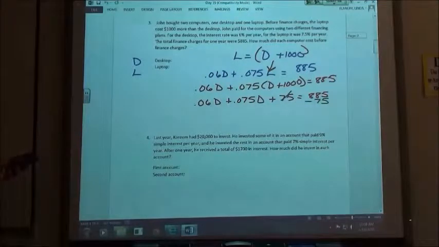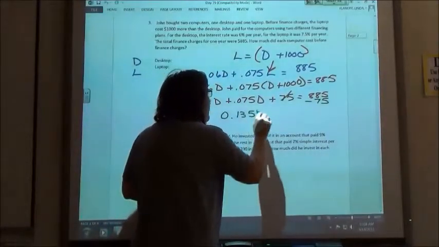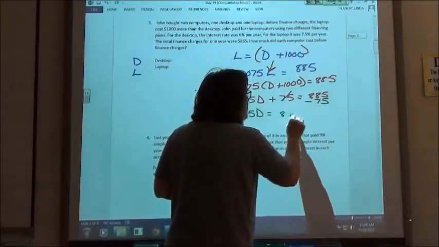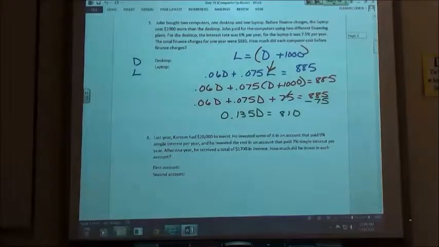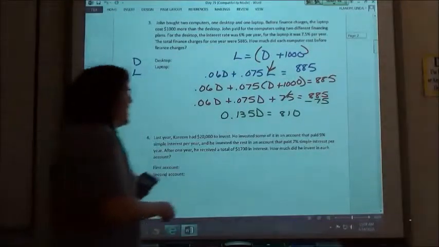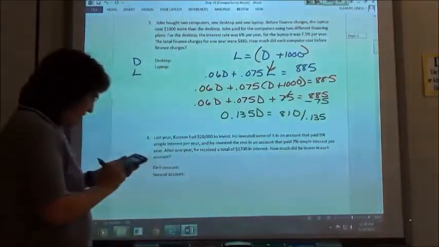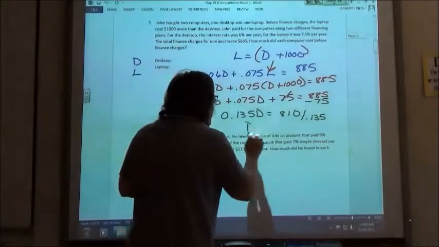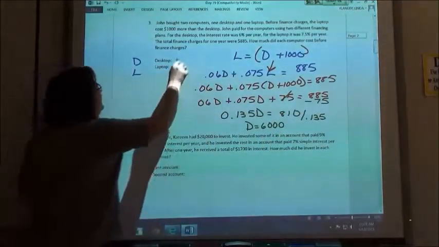So if I take 6% plus 7.5%, I'm going to have 13.5%. And 885 minus 75 would give me 810. And I'm going to go ahead and divide that by my 13.5%. So divide that by 0.135. So my desktop is a whopping $6,000.